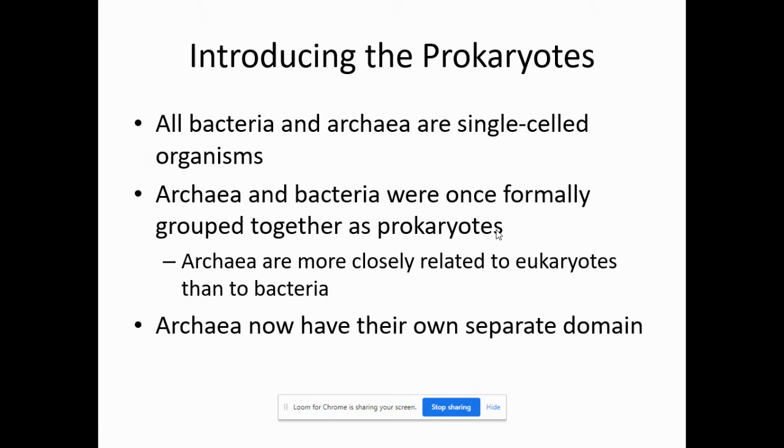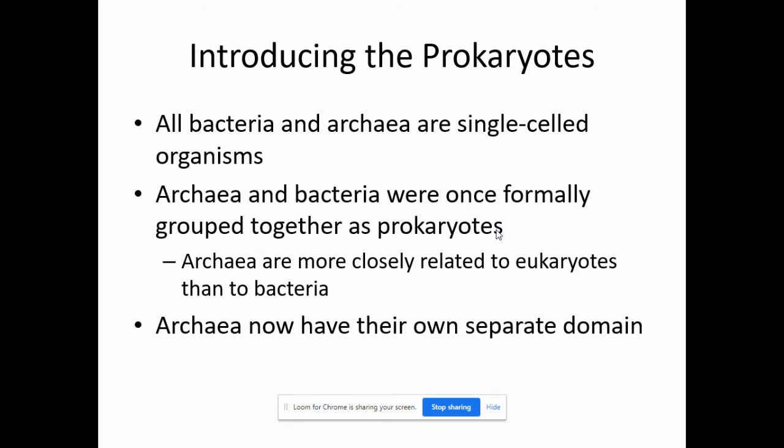All right, so let's go over prokaryotic cells. So what are examples of prokaryotic cells? All bacteria and all archaea organisms are single-celled organisms, and they are considered prokaryotes. Now, they were once formerly grouped together in the prokaryote kingdom, but now they have been separated apart.